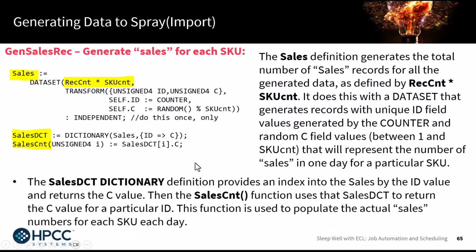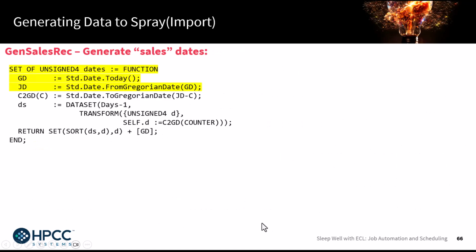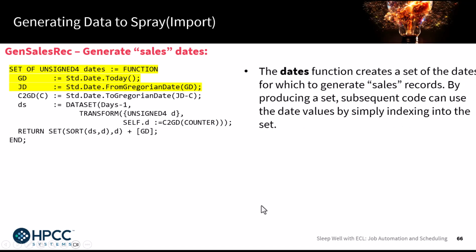And once again, we bring the dictionary into the picture, another dictionary called Sales DCT, which provides an index into the sales by the ID value to return the C value. Then the sales count function uses that sales DCT to return the C value for a particular ID. This function is used to populate the actual sales numbers for each SKU each day.